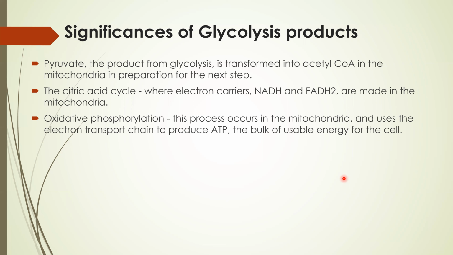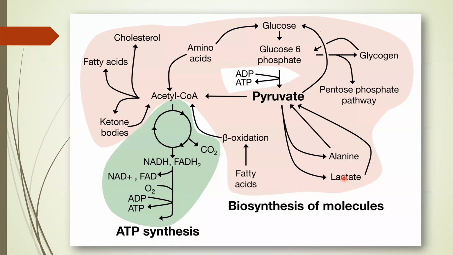And then there are the electron carriers, NADH and FADH. They are again made in the mitochondria. Oxidative phosphorylation occurs in the mitochondria and uses the electron transport chain to produce ATP, the bulk of usable energy for the cell. As I have mentioned previously, glycolysis is not the key or main reaction to produce ATP. There are further reactions which produce the bulk of that ATP, which we are using for our body functions. This is the overview, just to mention the importance or significance of the pyruvate molecule through the glycolysis.